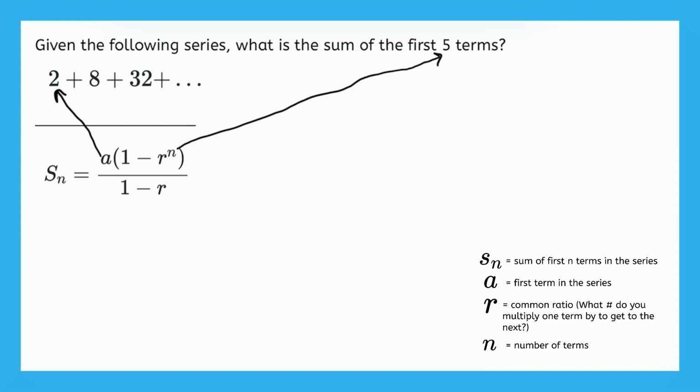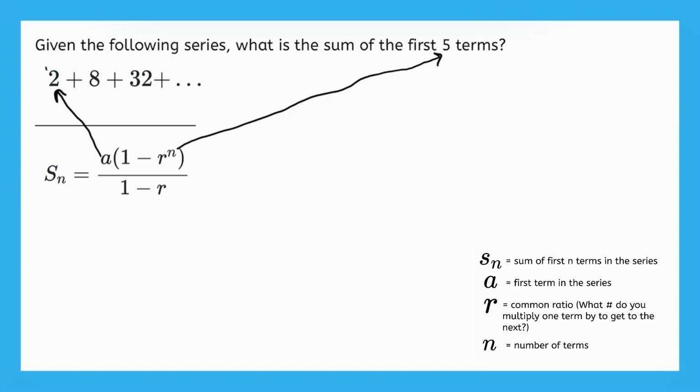The two variables that are easiest to identify immediately would be A and n. We know that A is the first term, and 2 is that first term. So A is 2, and the number of terms they tell us is 5, so 5 is n. Now, how do we find r? That's the hard part. And it's really not that hard, but the question is to find r.